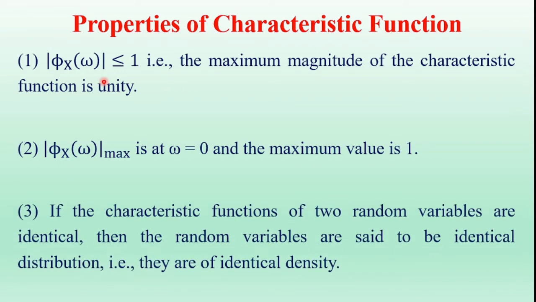And the third property is, if the characteristic functions of two random variables are identical, then the random variables are said to have identical distribution, that is, they have identical density. So this is the third property.